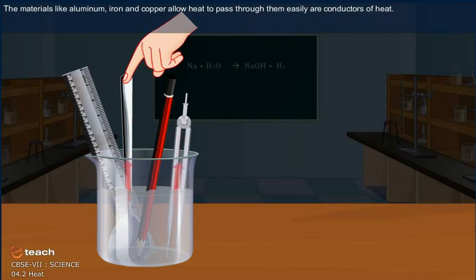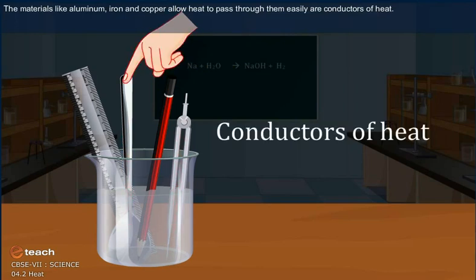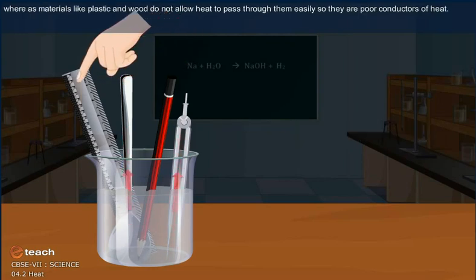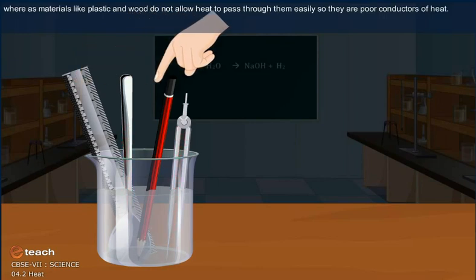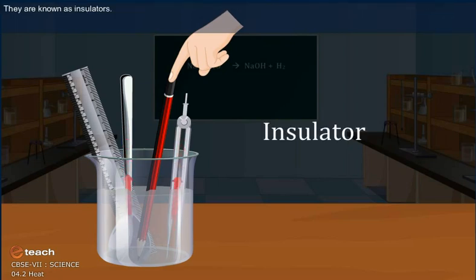The materials like aluminium, iron and copper allow heat to pass through them easily, and are conductors of heat, whereas materials like plastic and wood do not allow heat to pass through them easily, so they are poor conductors of heat. They are known as insulators.